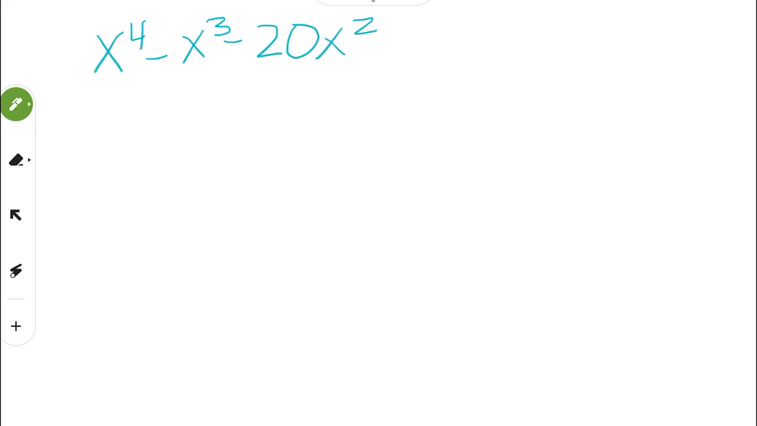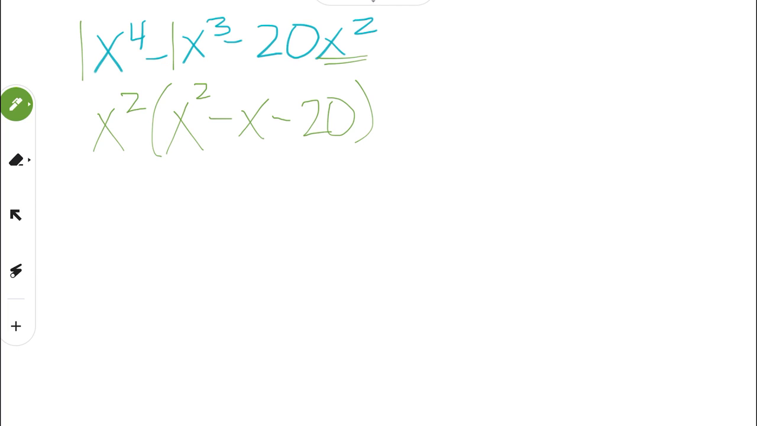In our second example, we have x to the fourth minus x cubed minus 20x squared. We're going to do the exact same process. We're going to factor out our greatest common factor. Since this has a 1, this has a negative 1, and this has a negative 20, we don't have a numerical common factor. But our greatest common factor for the variable will be x squared. And we're left with x squared times x squared is equal to x to the fourth. Negative x times x squared is x to the third. And negative 20 times x squared is negative 20x squared.